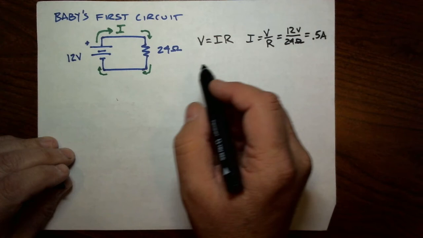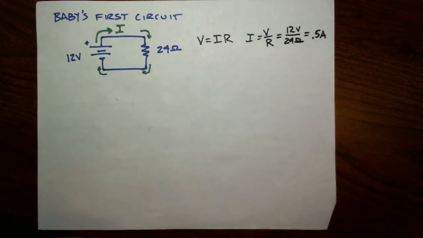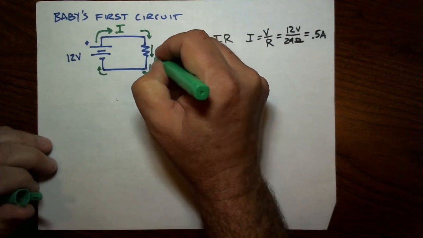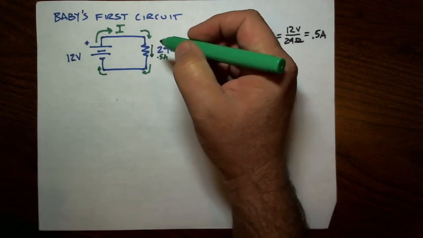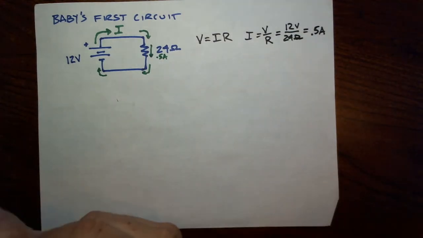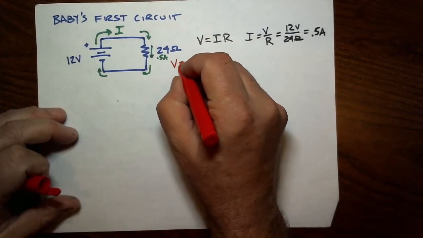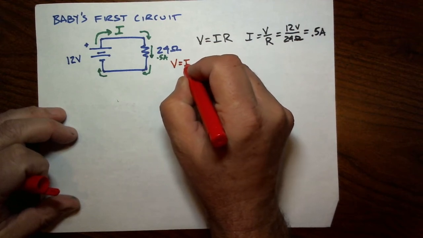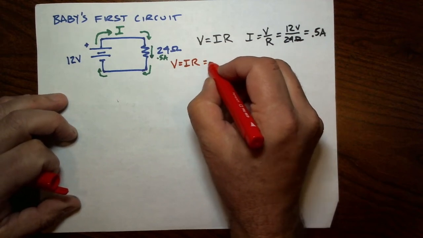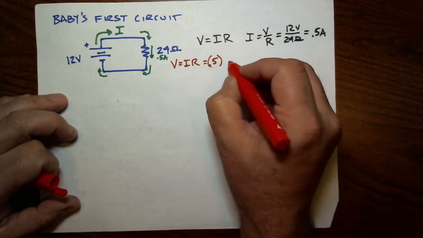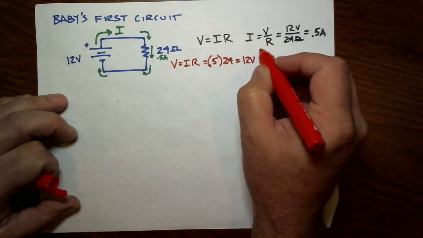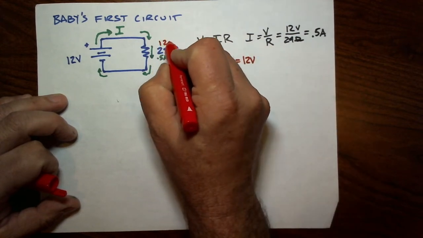So we can also apply Ohm's law just to this resistor. Now that we know that 1/2 of an amp is flowing through this resistor, we can figure out how much energy, how much voltage this resistor is dissipating. This resistor is dissipating a voltage equal to the current through it times its resistance. The current through it is 0.5 amps, and the resistance is 24 ohms. So we get back 12 volts. So this resistor is dissipating 12 volts.